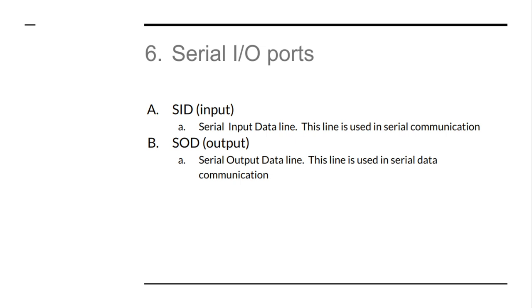Then we have the serial IO ports. First of all, the SID, which is the serial input data line. This line is used in serial communication, and SOD, which is the serial output data line. This line is used in serial data communication.